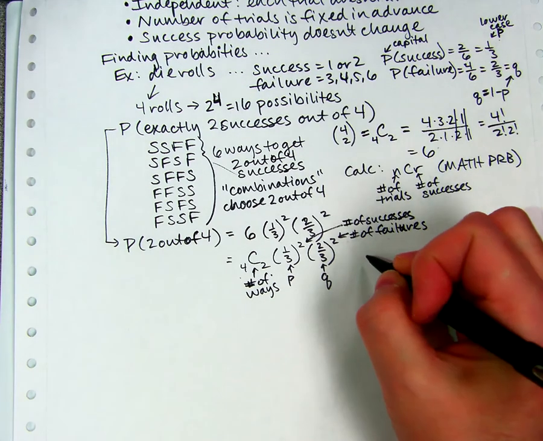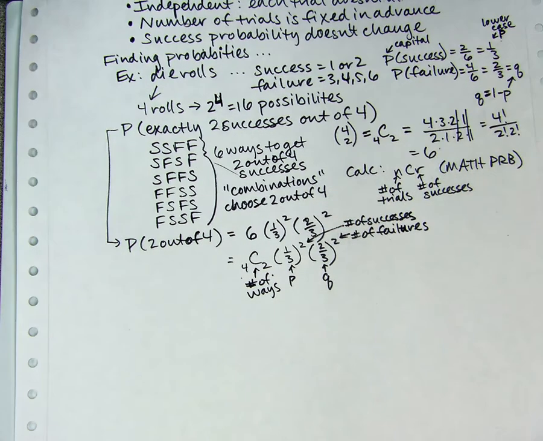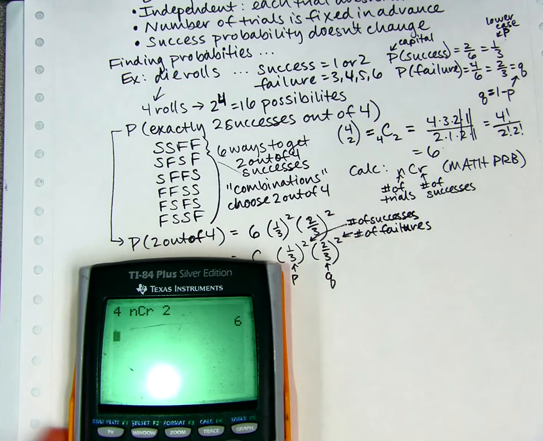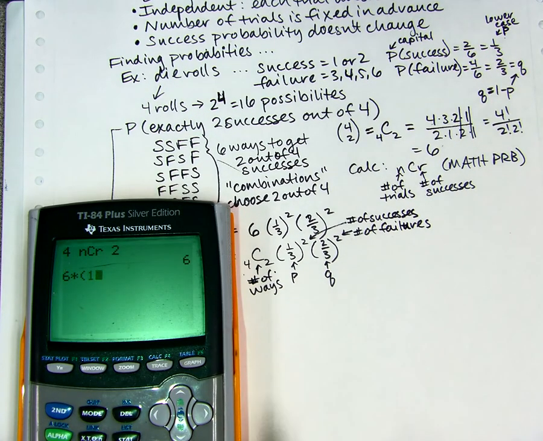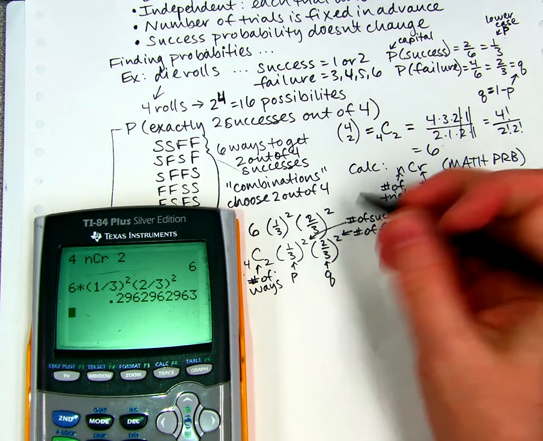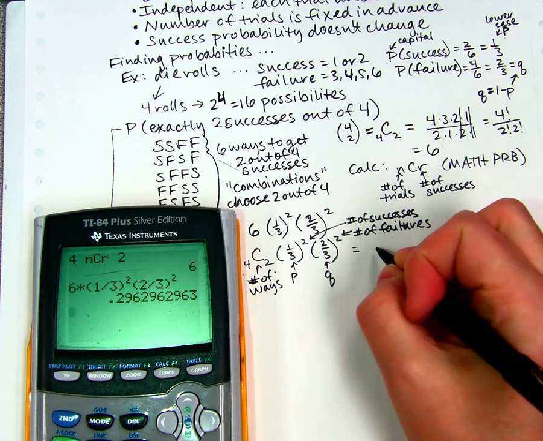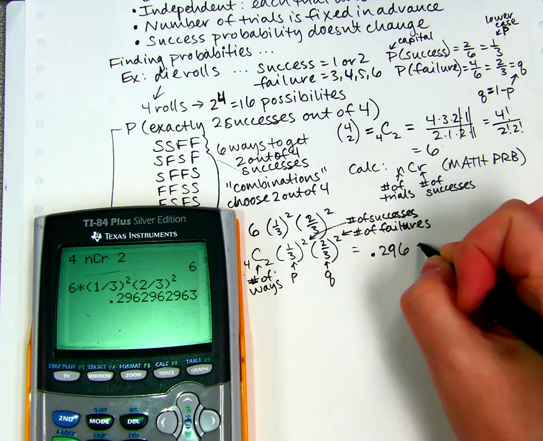You, of course, can type this in your calculator. Either type this or type this. I'll show you both just to make sure. So you could take the 6 times, I like to use parentheses for this because then it looks like a fraction, 6 times 1/3 squared times another fraction of 2/3 squared. And that is my probability of getting 2 successes out of 4 in this situation. 0.296 would round up to 30%.